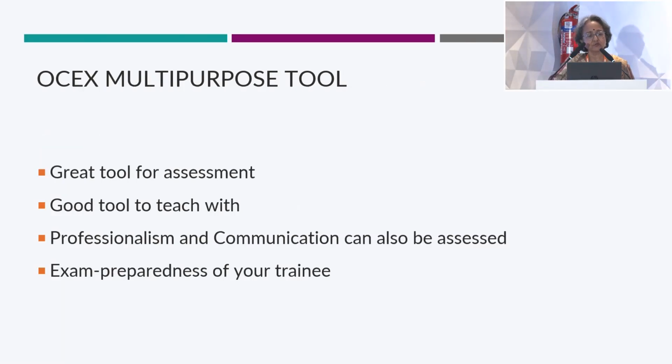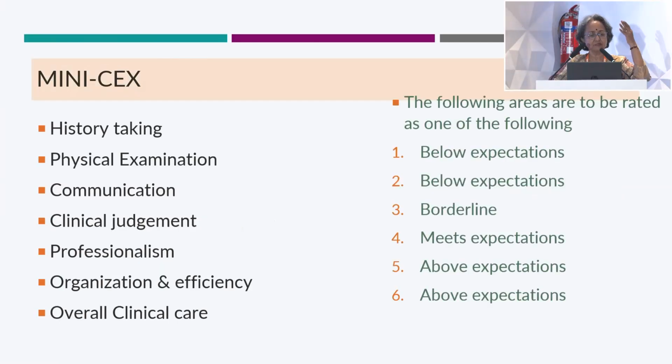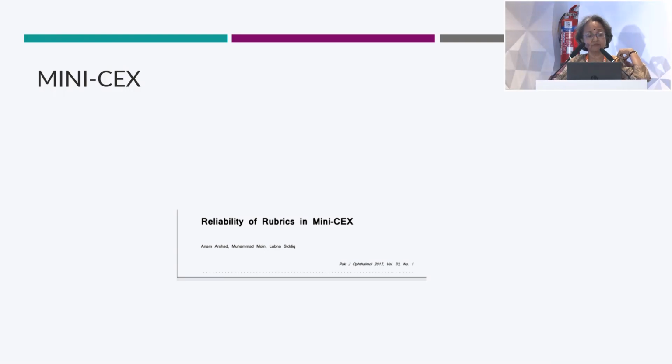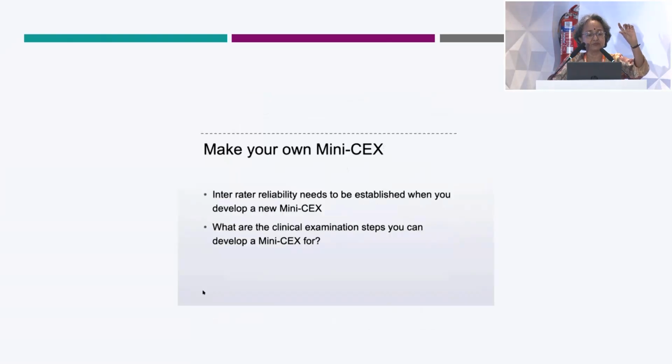So the OCEX is a great multi-purpose tool. It's a great tool for assessment, and a good tool to teach with. Professionalism and communication can also be assessed, and you can know your trainee's exam preparedness. There are also mini-CEX available, a short episode of real student-patient interaction in the workplace. There are mini-CEX which look at only one of these. This has been studied, and the reliability has been studied. I found a very good one, mini-CEX for just strabismus evaluation. You can also make your own mini-CEX. Just make sure that inter-rater reliability has been established.